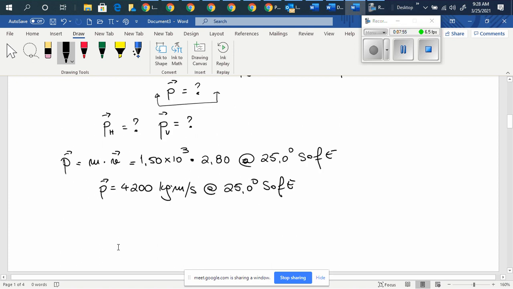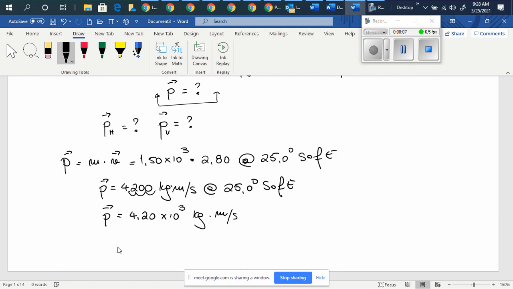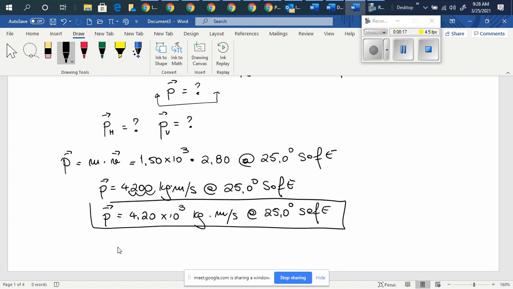And to express this at the proper significant digits, we will have 4.20 times 10 to the power of 3 kilograms meters per second at 25 degrees south of east. And this will be the answer to the first part of the question. So this is this one here.